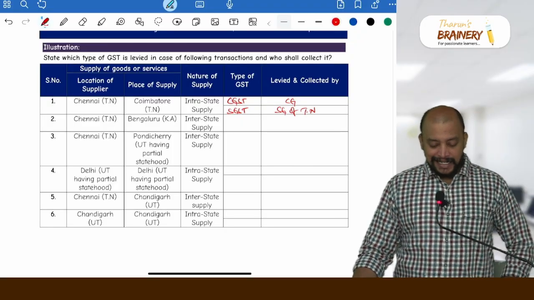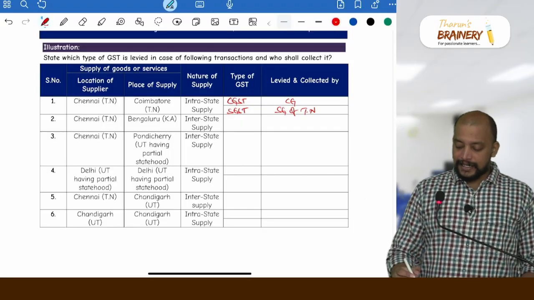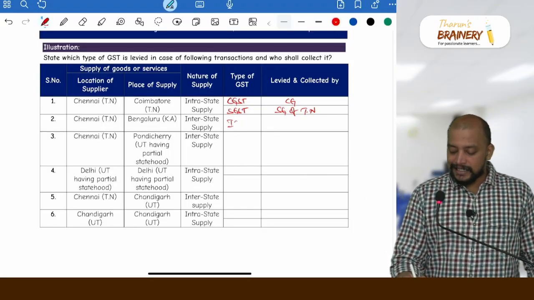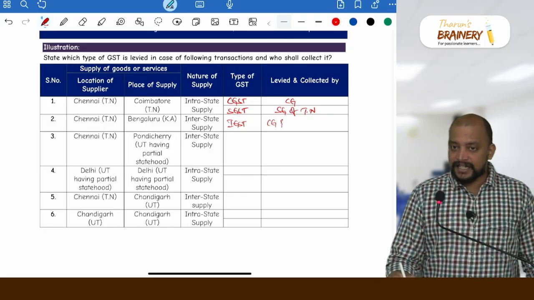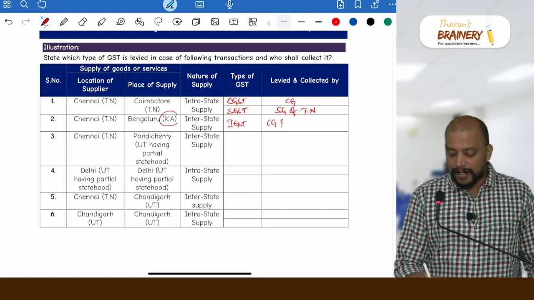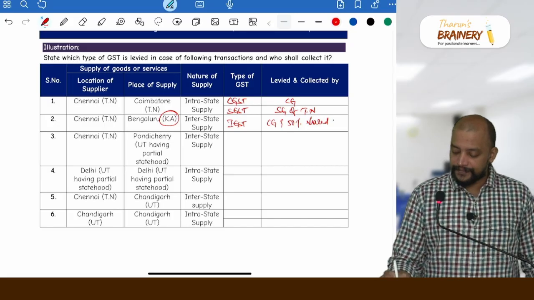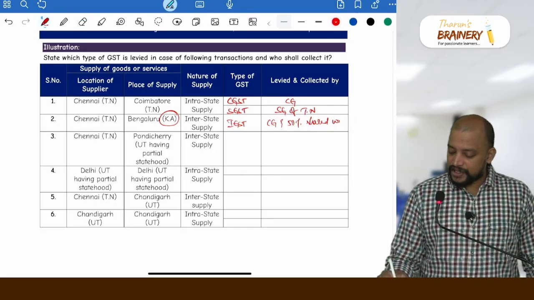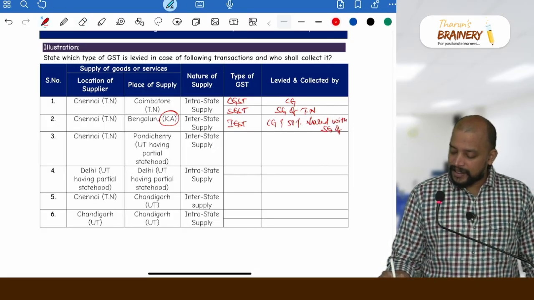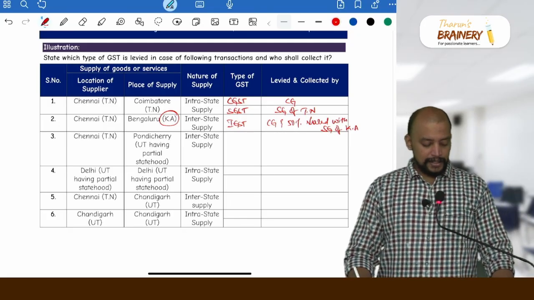Then location of supplier Chennai, Tamil Nadu, place of supply Bengaluru, Karnataka. Nature of supply interstate. So the type of GST will be IGST, levied and collected by central government, and 50% sharing is there. Yes. See the place of supply. Place of supply is a state, and 50% shared with state government of Karnataka. 50% shared with state government of Karnataka.